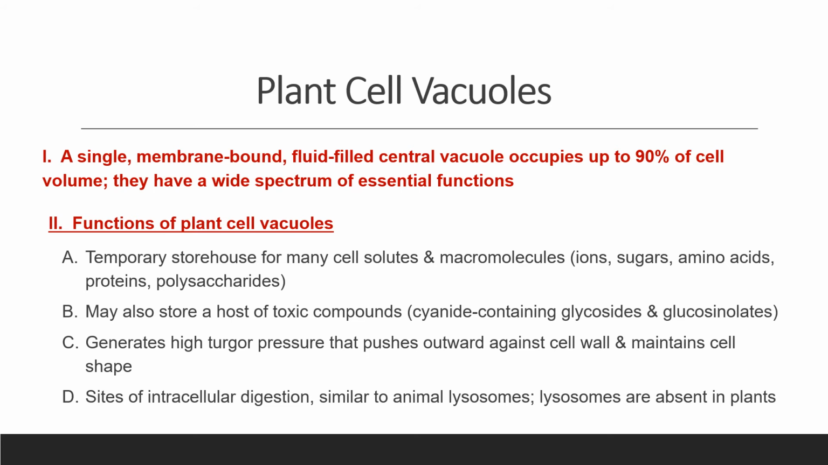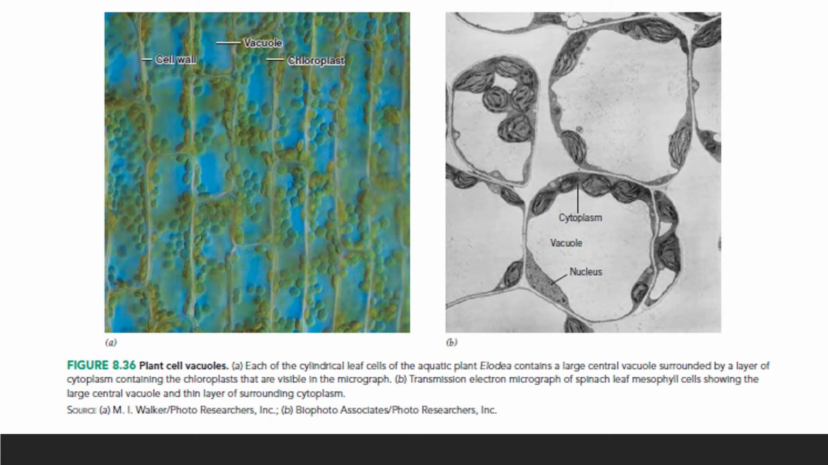And these are the sites of intracellular digestion similar to animal lysosomes. However, lysosomes are absent in plants. Okay? So here it shows you an image of how the plant cell vacuoles look. If this is the cell wall, and then you see the chloroplast in green, the vacuole is found in between these structures. Okay?